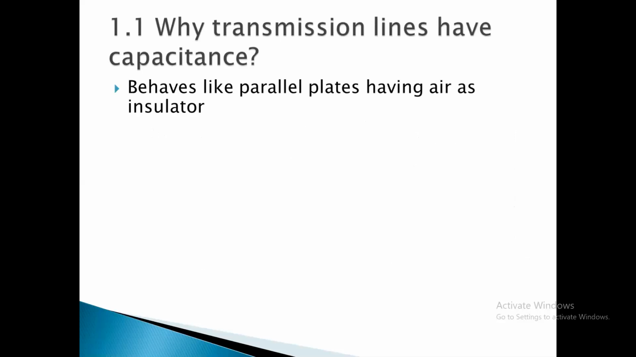Because you have seen that, for example, we have transmission lines very near to each other, maybe sometimes 3 meters or 4 meters far away, but still they behave like parallel plates. And you know that a capacitor is a thing where, if you put some insulator between two parallel plates, it becomes a capacitor. So transmission lines behave like parallel plates and air acts as the insulator.